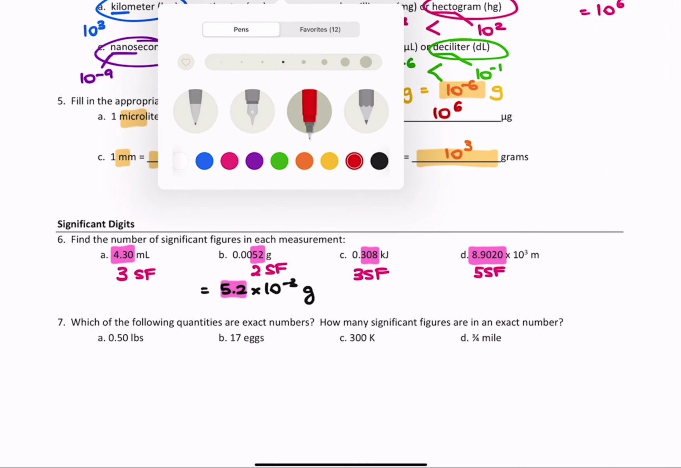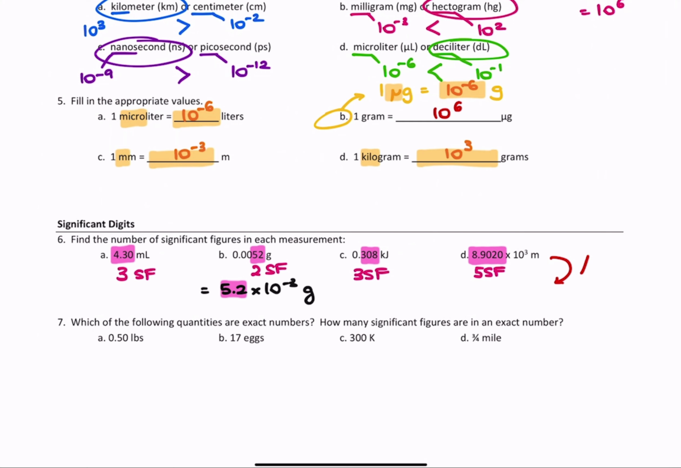And be careful here. If you were to convert this number into standard notation by moving the decimal 3 times to the right to make it a big number, it will be 8902.0 meter. The reason why is that once you go back and forth between scientific notation and standard notation, you need to keep the same number of sig figs.